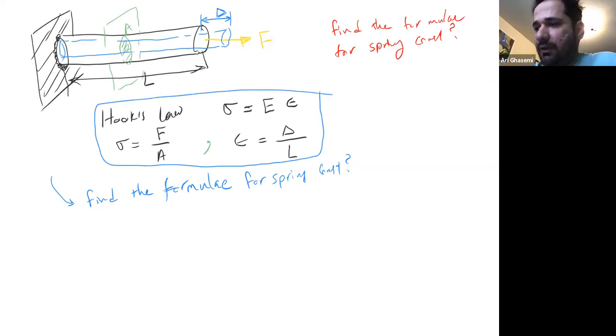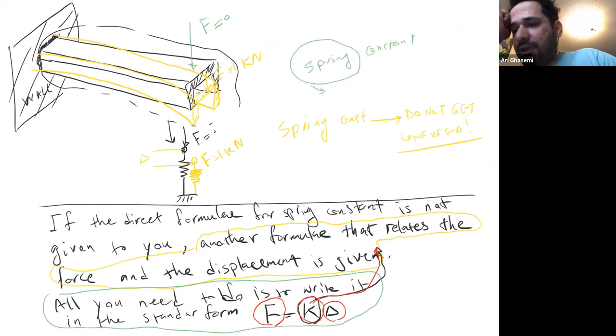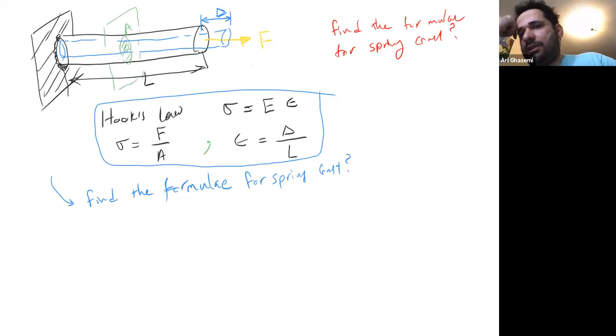Go back to the previous slide. It says, all you need to do, look at this paragraph, is to rewrite the formula in the form of force on the left is equal to something times delta. That something is the spring constant. So this is all your information. How do you find the spring constant? 60 seconds.